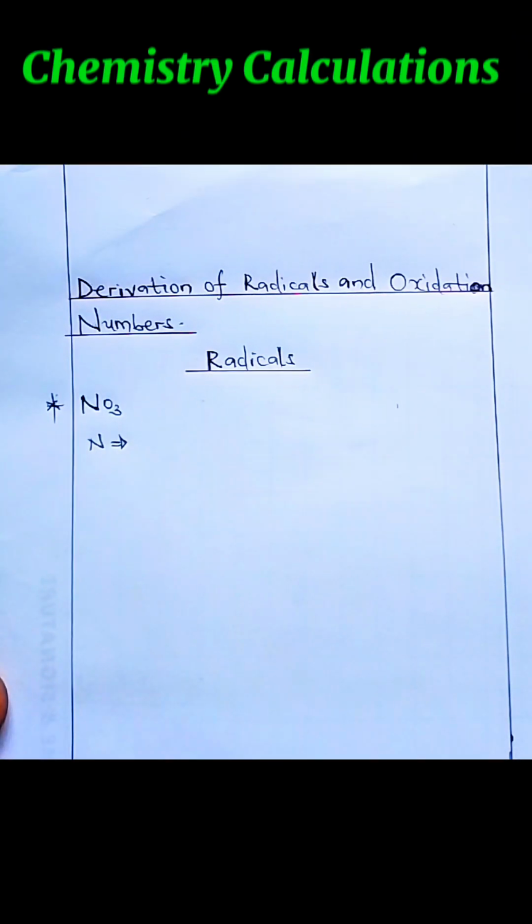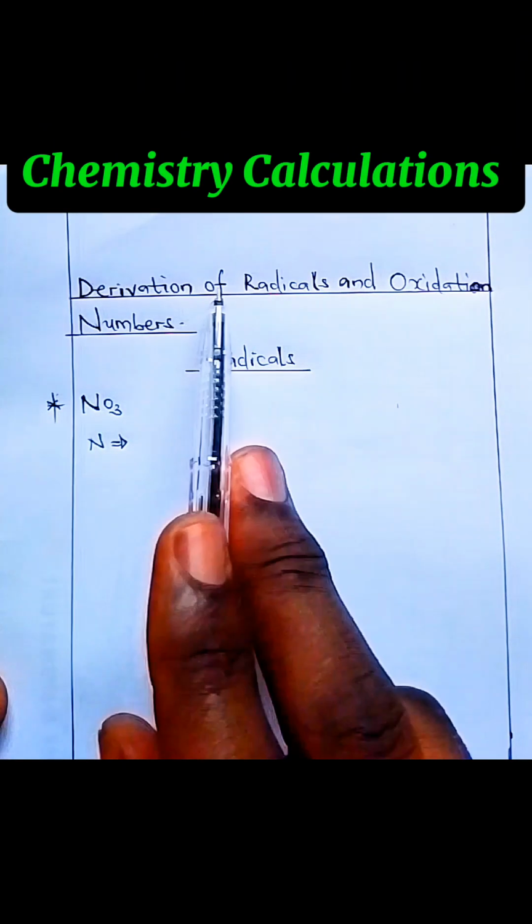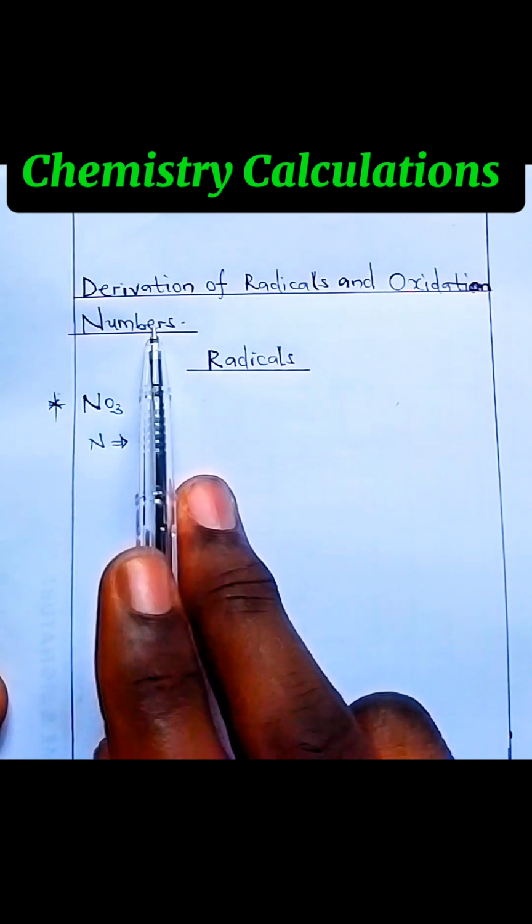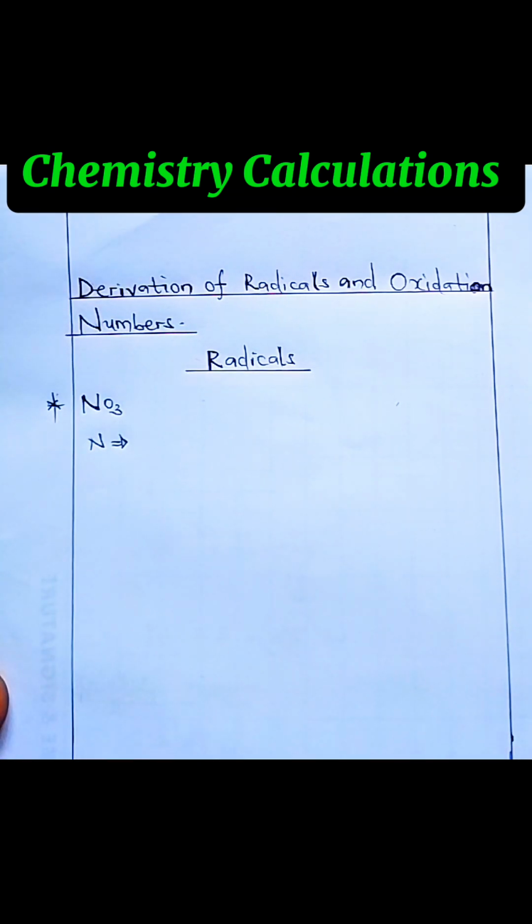Hi guys, today we're going to be discussing derivation of radicals and oxidation numbers. Now we've been on this series for quite some time, and in the previous association we discussed how we can get radicals using oxidation number and how we can also get oxidation number using radicals. We did a couple of very simple calculations in the previous association, so today we're going to be going into deeper calculations on this.